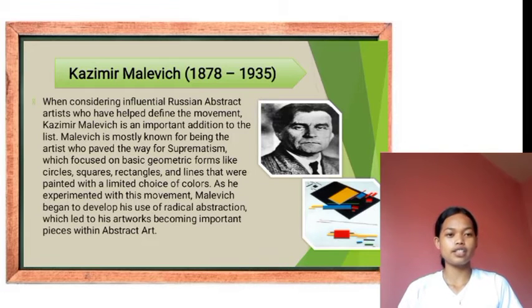Third, Kazimir Malevich, 1878 to 1935. When considering influential Russian abstract artists who have helped define the movement, Kazimir Malevich is an important addition to the list. Malevich is mostly known for being the artist who paved the way for suprematism, which focused on basic geometric forms like circles, squares, rectangles, and lines that were painted with a limited choice of colors. As he experimented with this movement, he began to develop his use of radical abstractions, which led to his artworks becoming important pieces within abstract art.